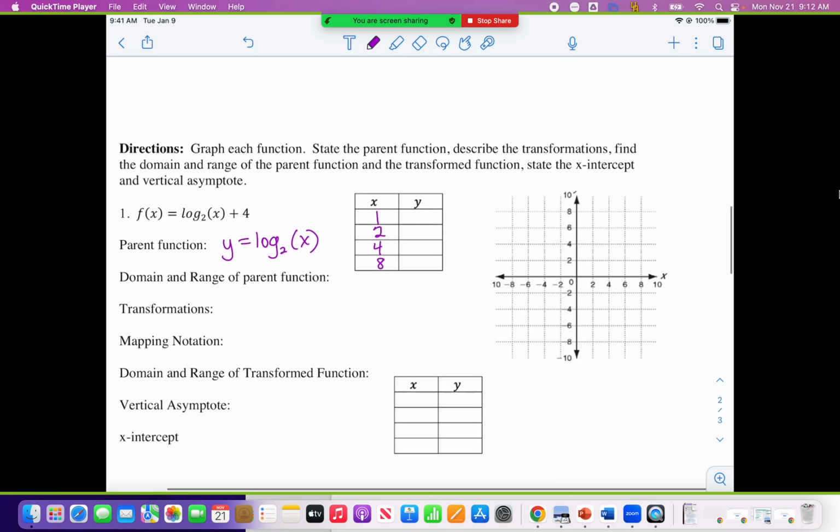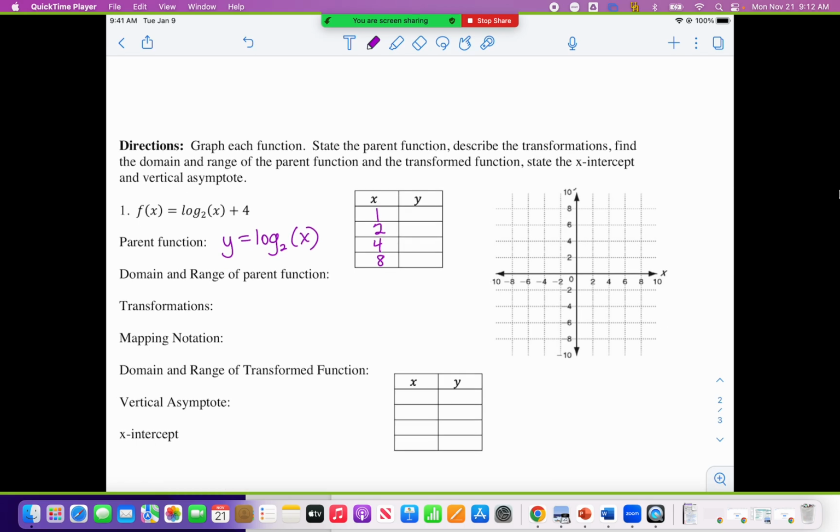Now I want you to stop and think about the y values. This would be y equals log base 2 of 1. Well, what is, in general, the answer to a log? An exponent. So 2 to what power is 1? 0. And then we're doing y equals log base 2 of 2. So 2 to what power is 2? 1. y equals log base 2 of 4. 2 to what power is 4? 2. And then y equals log base 2 of 8.